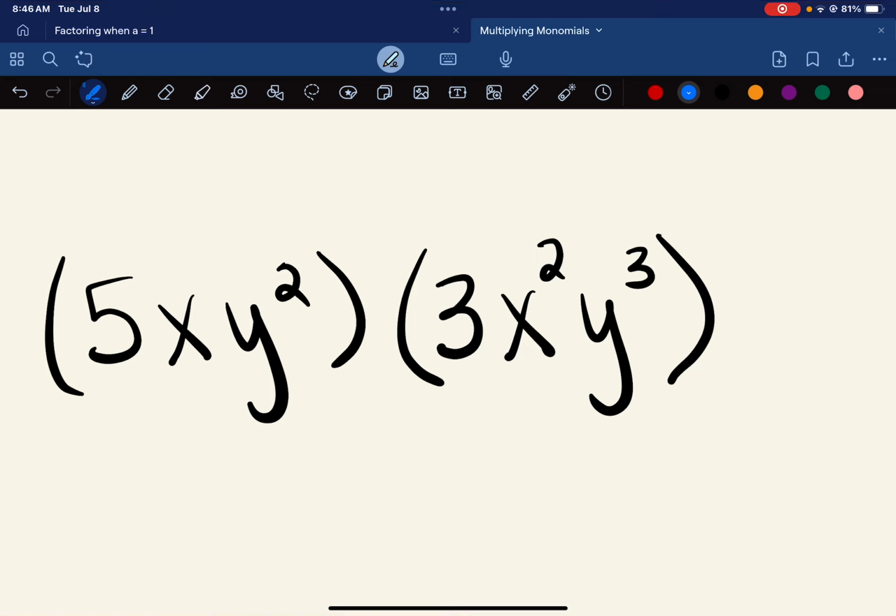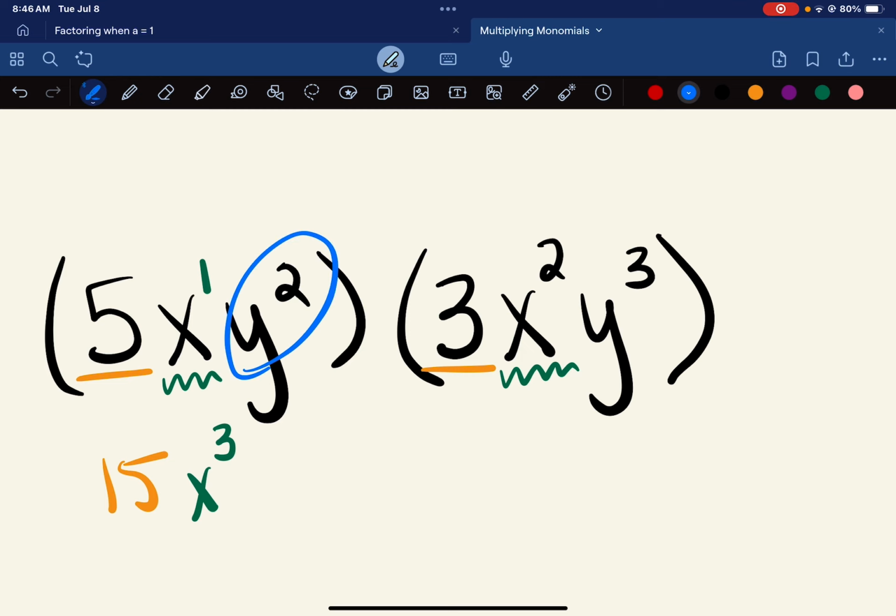Okay, 2 more examples. We've got 5xy squared times 3x squared y to the 3rd power. Our number values, our coefficients, are 5 times 3, which gives us 15. And when I multiply our x terms together, this is x times x squared. Well, our first variable x has an understood 1 as its exponent. So x to the 1st times x squared gives us x to the 3rd power. And then we have our y squared times y cubed. That gives us y to the 5th power.